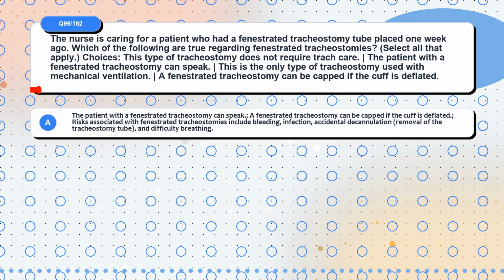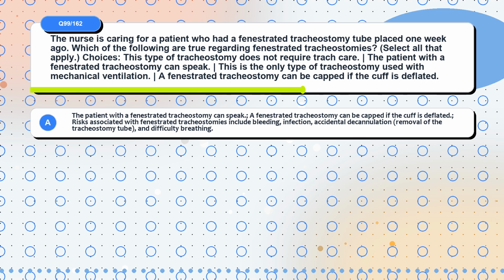Question 99. The nurse is caring for a patient who had a fenestrated tracheostomy tube placed 1 week ago. Which of the following are true regarding fenestrated tracheostomies? Select all that apply. Choices. This type of tracheostomy does not require trache care. The patient with a fenestrated tracheostomy can speak. This is the only type of tracheostomy used with mechanical ventilation. A fenestrated tracheostomy can be capped if the cuff is deflated.